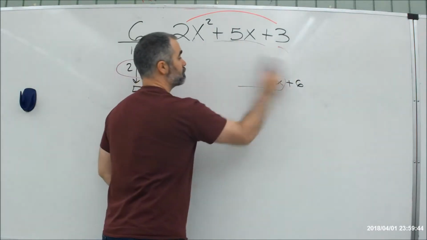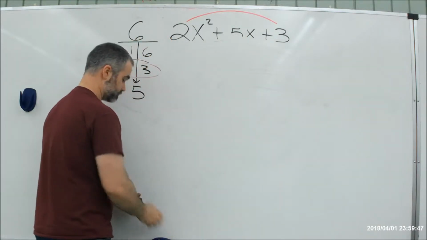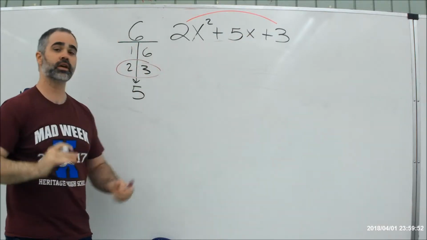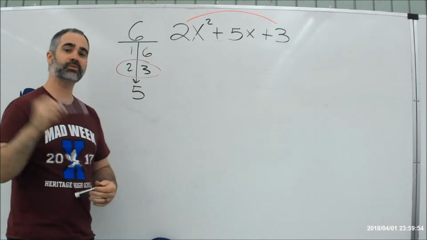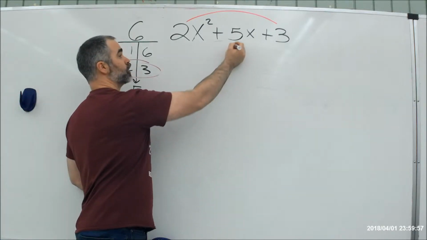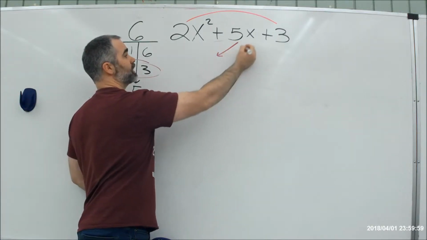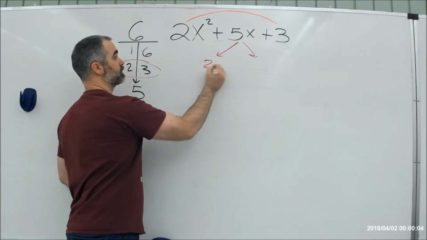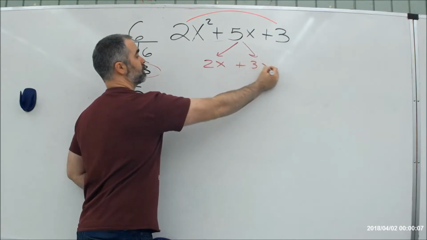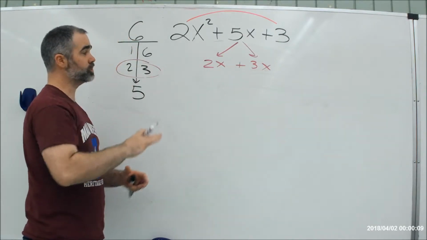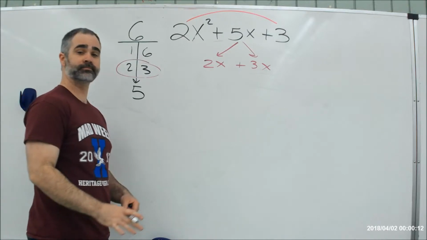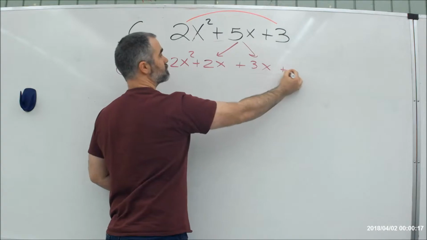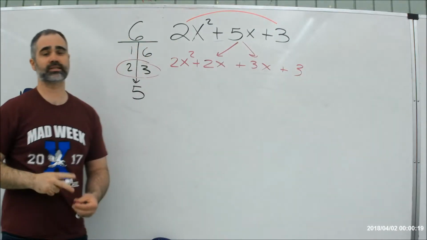All right, so let's finish up our new strategy here. We found 2 and 3 are our factors. The next step that you need to do is to split the middle term up into those pieces. We're going to change 5x into a sum of these two numbers. Again, sum means addition in math. So 2x plus 3x. And then once you do that, you just rewrite the entire problem.